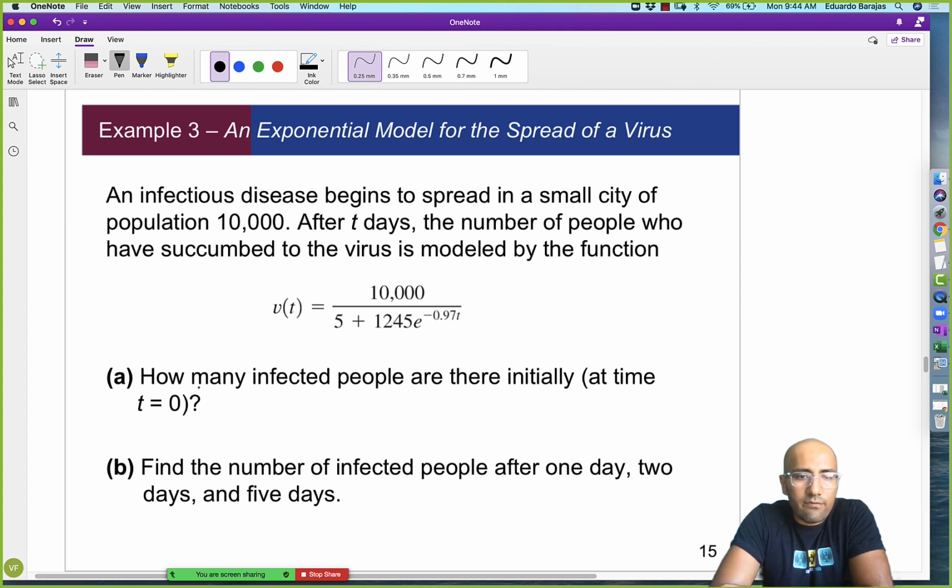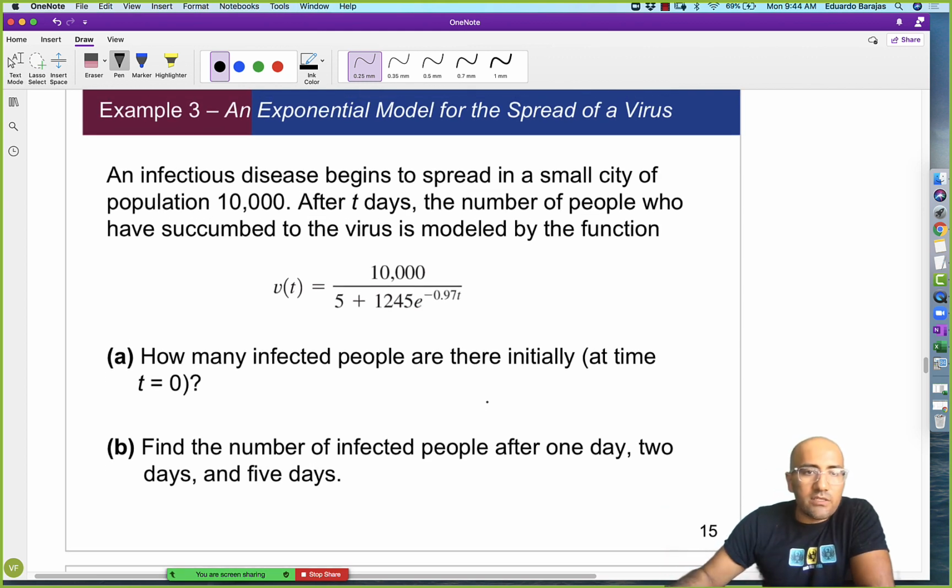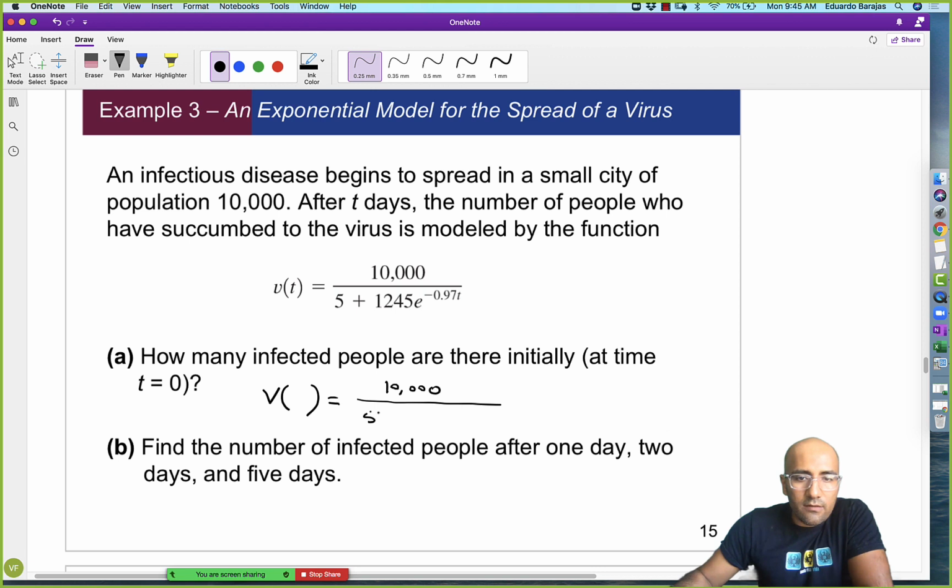So let's look at the first case. How many infected people are there initially at time t equals 0? So this is a pretty easy example, really, where all we have to do is plug in, or this is a plug and chug question. Unfortunately, it's not more interesting than that, but we'll try and come up with examples that are a little more interesting. Okay, so this one's just a plug and chug. So all we have to do is replace that t value with a 0, and so we get this, 1245 times e to the power of negative 0.97.